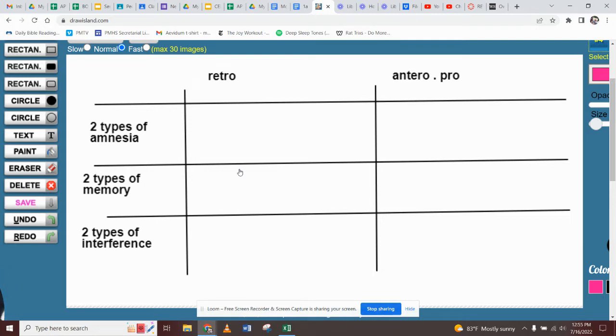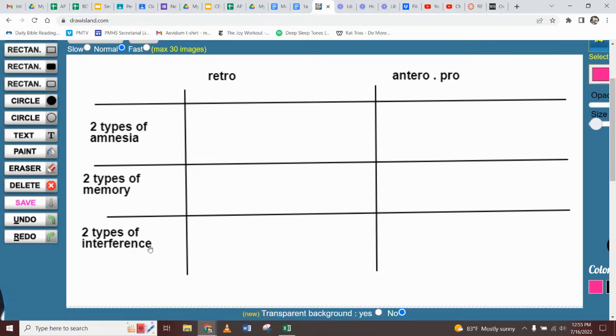Okay? And then we're looking for, on the left-hand side in this first column, what are the 2 types of amnesia? We're going to put them here. What are the 2 types of memory? We're going to put them here. And then what are the 2 types of interference?